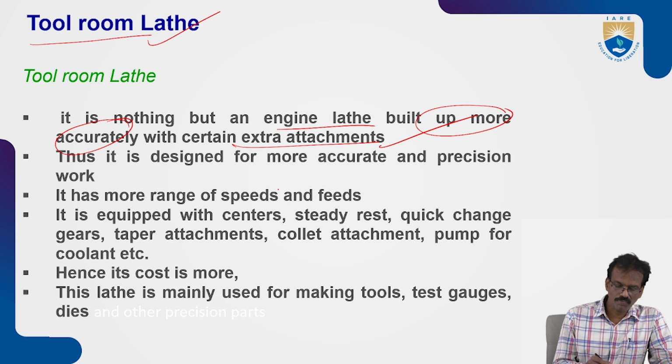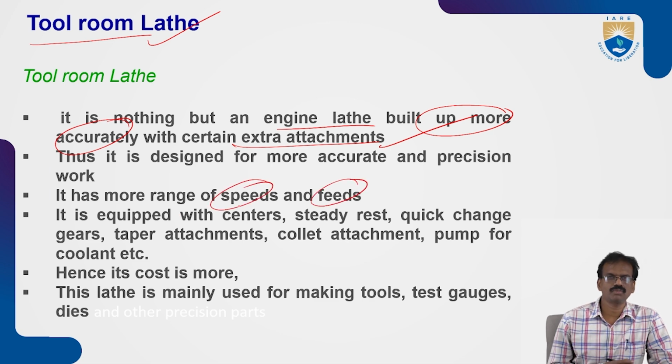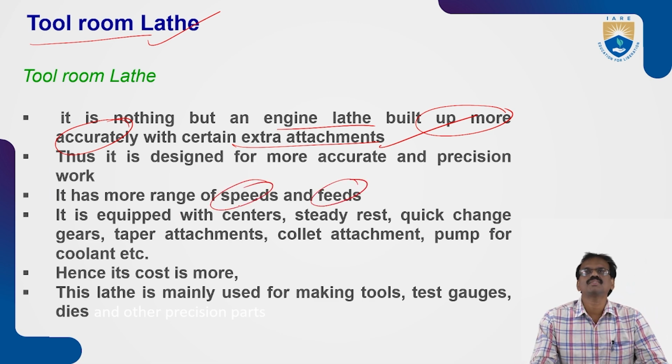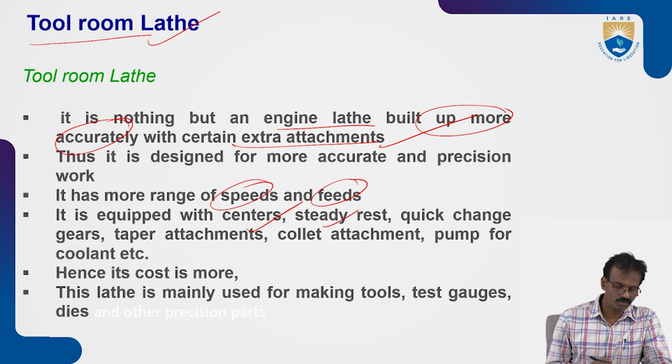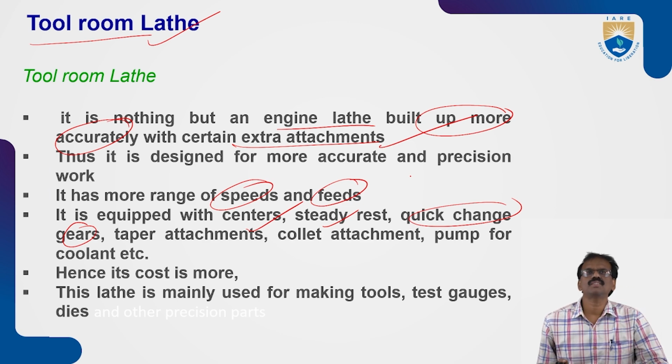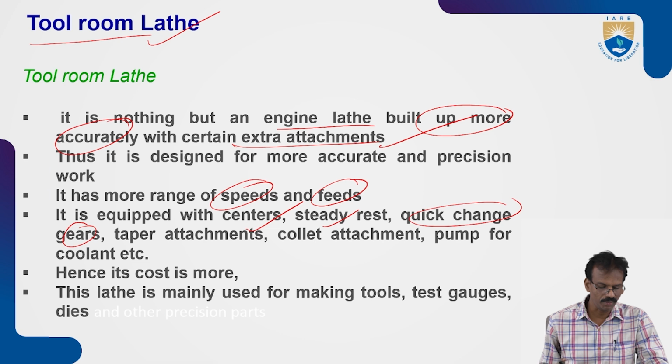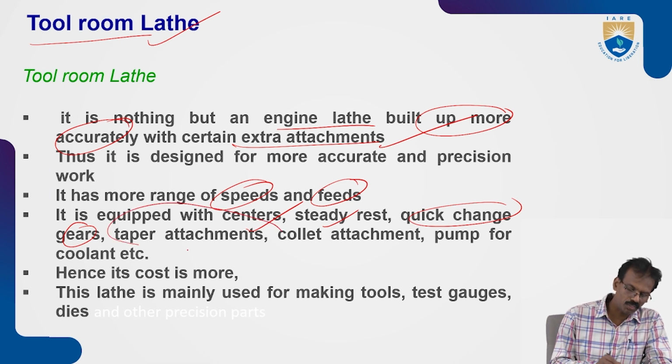So it has a more extensive range of speeds and feeds also. You can maintain different types of speeds and different types of feeding. It is equipped with centers, steady rest, and quick-change gearing. By changing the gears, you can change the speed of the spindle. Next, taper attachments are also there.